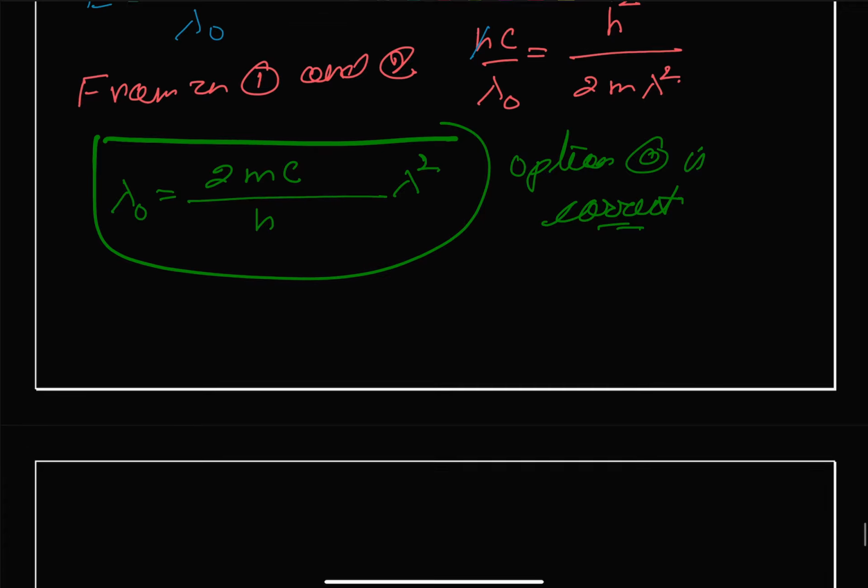So this completes a total of 14 questions. From 2004 there were 4 questions, from 2005 6 questions, 2006 2 questions, and from 2007 also 2 questions. So this completes all the 14 questions.